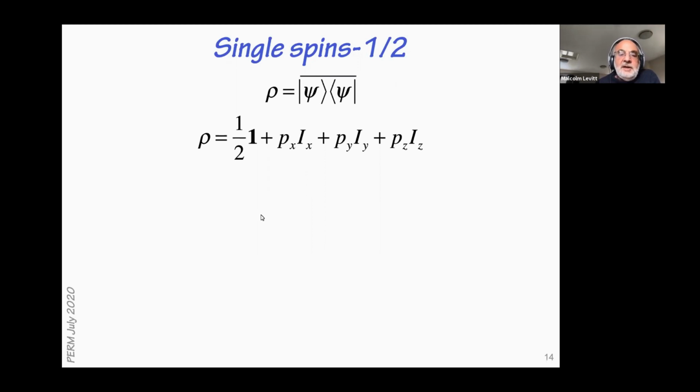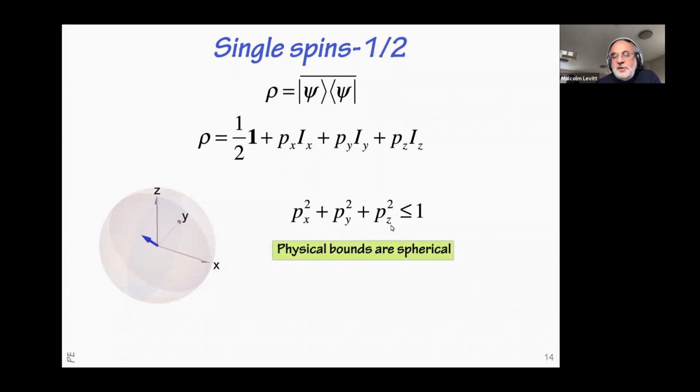And I think we know very well how this works out for single spins one-half: the sum of the squares of the three polarizations has to be less than or equal to 1. But beyond that, there are actually no other constraints. So you have, in 3 dimensions, a spherical bound of radius 1 on the polarization of the system. And that's very trivial, really, and is embedded in the way we think about NMR.